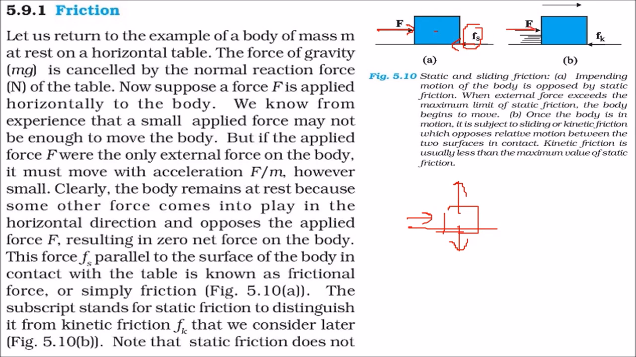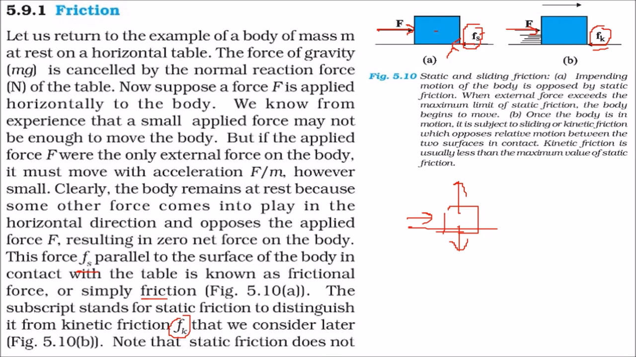But when you press with some more energy, it is going to move. So the force which is now trying to resist your energy or the movement of this body is Fk. S is for static and K is for kinetic. So static and sliding forces you are seeing here. Fs is parallel to the surface of the body in contact with the table. This is the frictional force, or you can simply call it friction. And there is a subscript, as I said, that when it is moving it will be Fk.